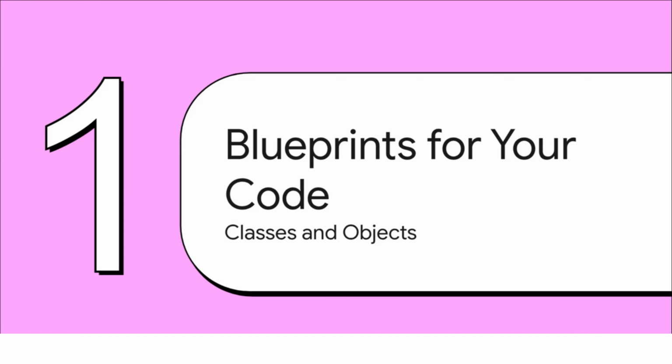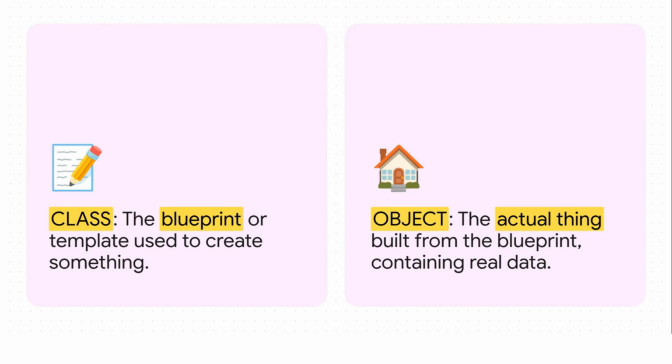So, how do we fix this mess? We start by thinking in a new way. Instead of just having loose bits of data, OOP tells us to build our programs around objects, and these objects are all created from a master blueprint. Think of it this way. A class is the architect's blueprint for a house. It defines the whole structure, where the walls go, how many bedrooms it has, but you can't actually live in a blueprint, right? An object, on the other hand, is the actual house you build from that blueprint. And the best part? You can use that one blueprint to build as many different houses as you want.